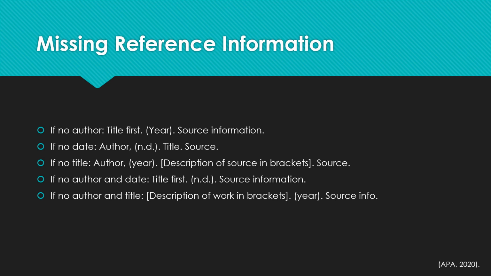If your source has no title, you include the author, the date, a description of your source in brackets, and other source information. If the source has no author or date, you then indicate the source title, the abbreviation ND, and your source info. Finally, if your source has no author and no title, you include a description of the source in brackets, followed by the year and the source information.